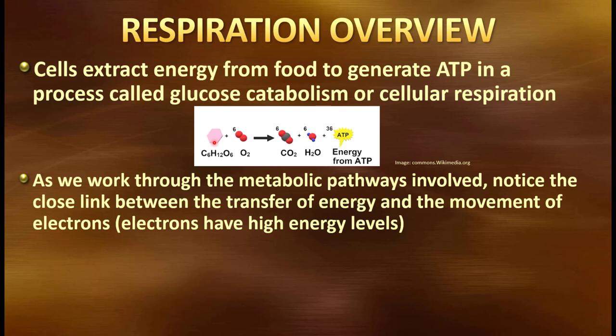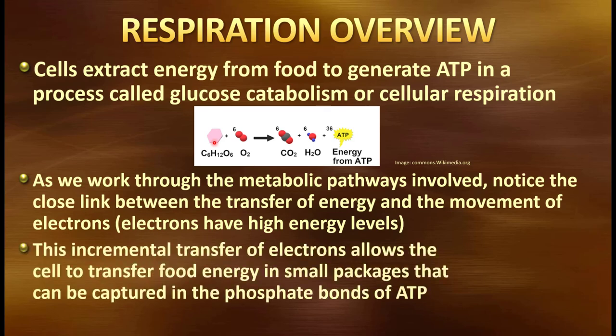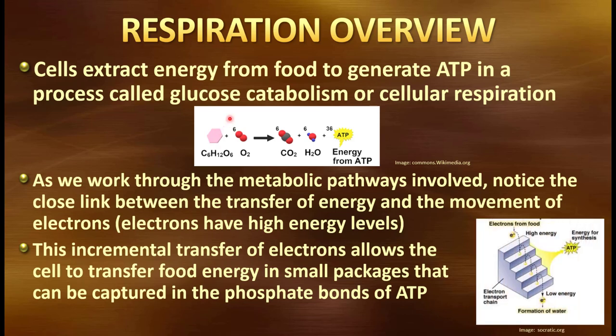Electrons have high energy levels, and when we pass electrons, we pass that energy. We often pass this energy in an incremental fashion. If we passed all of it at one time, we would tend to lose a lot of the energy as heat. But if we can pass it in small packets, we can extract more of that energy in a usable form. So what we'll often see is these electrons being taken off of these molecules like sugar and gradually reduced in their energy level in such a way that we can extract that energy off rather than just dropping it all the way down and losing a lot of that energy as heat.